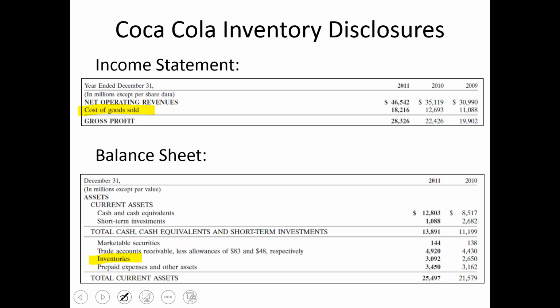Inventory on the financial statements, this is Coca-Cola. There'll be one place on the income statement. It's called cost of goods sold or cost of sales, and one place on the balance sheet, in the current assets, called inventories. For both of these, you need to have disclosures in your footnotes that tell a little bit more about the cost of goods sold and the inventory.